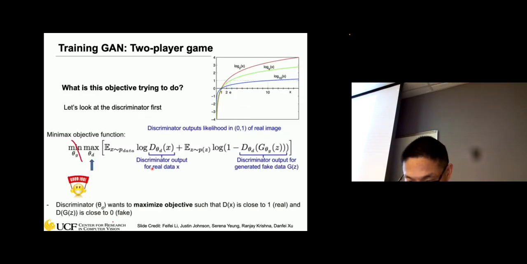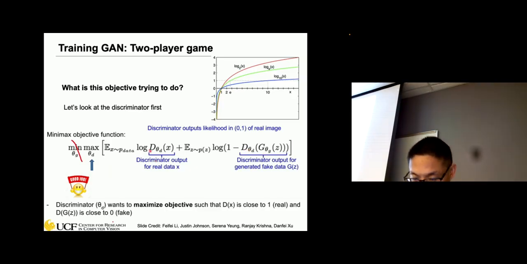Let's first look at the discriminator. Let's say we're only trying to optimize the discriminator. In this case, we don't care about the generator, so we can ignore whatever terms are related to theta g. If the goal is to optimize the discriminator, let's look at theta d. Actually, both terms contain this theta d.